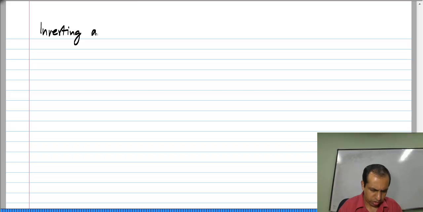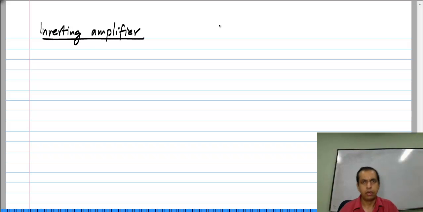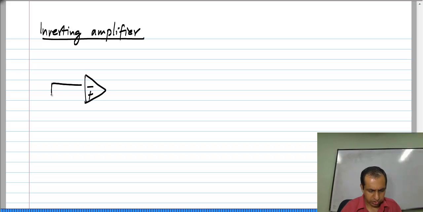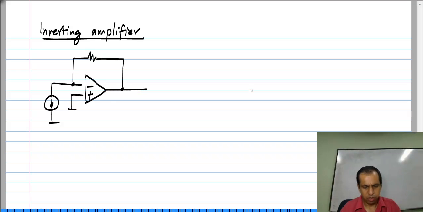In this lesson, we will look at the inverting amplifier, which is one of the standard amplifiers using an op amp. Now, the basis for the inverting amplifier is this particular circuit with a current input and feedback around the op amp with a resistor R.